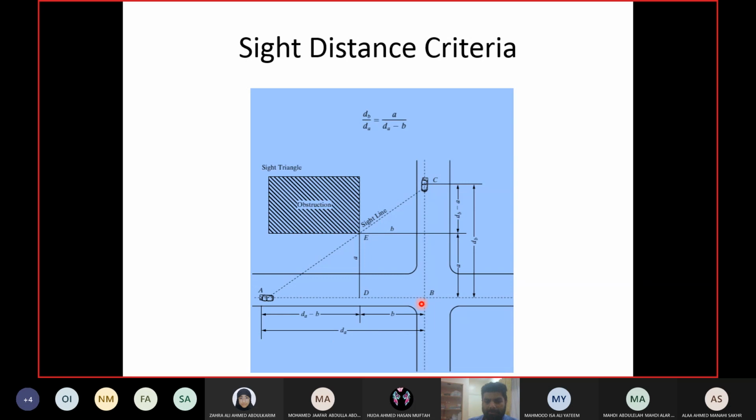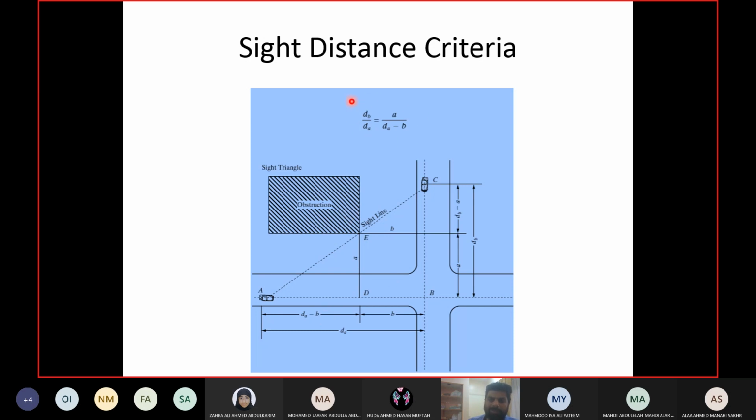Now for triangle ABC, vertical is DB and horizontal is DA. So DB upon DA is tangent theta for triangle ABC. For triangle ADE, vertical is a, the distance from the obstruction to the major road, and horizontal is DA minus b. How? The total from A to B is DA, and from B, which is the minor road, to the edge of the obstruction is small b. So the remaining will be DA minus b. So for this small triangle, the tangent theta is a upon DA minus b. And since they are similar triangles, these two ratios must be equal.